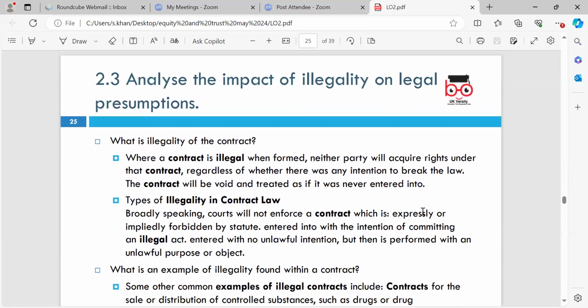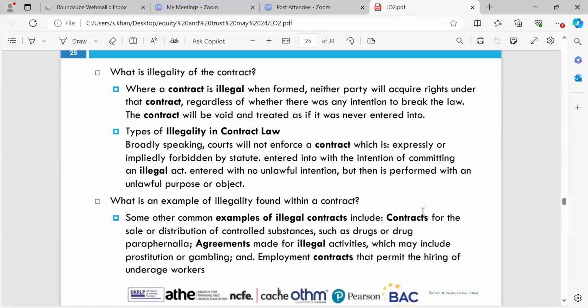(2.3) Analyze the impact of illegality on legal presumptions. So what is illegality of contract? Where a contract is illegal when formed, neither party will acquire rights under the contract, regardless of whether there was any intention to break the law. The contract will be void and treated as if it was never entered into.